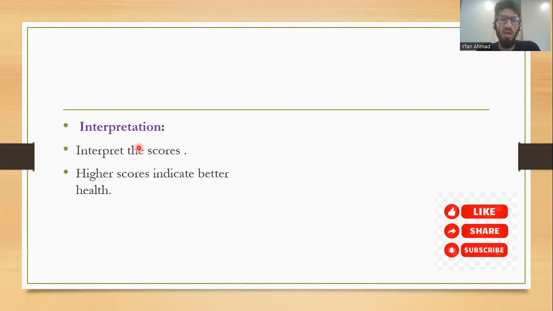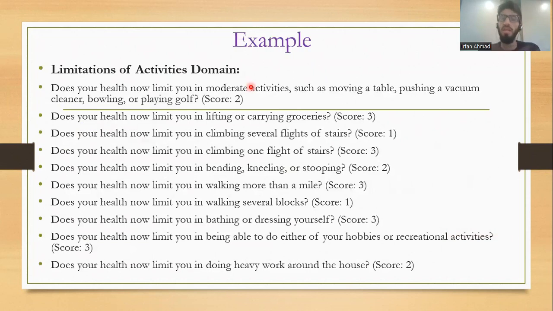Now this is the general interpretation. As I talked about earlier, a higher score indicates better health. Now let's take an example. Applying everything we discussed, let's apply it to one domain, because it is a very big question, so I can't take each domain. For your understanding, I will take only the limitation of activity domain. In the previous video, most of the students asked me to calculate the scoring for their physical component, so I keep an example in this video.